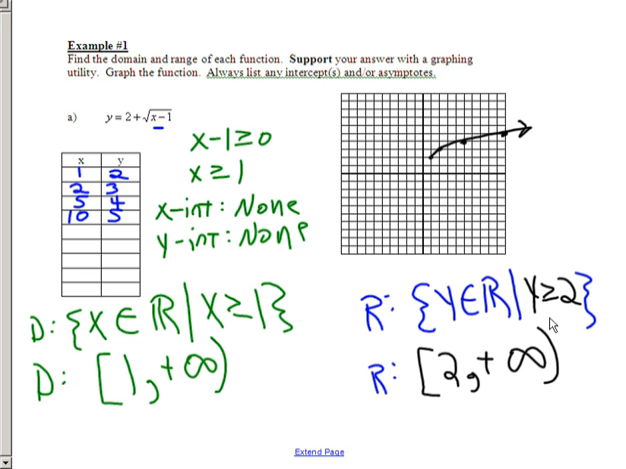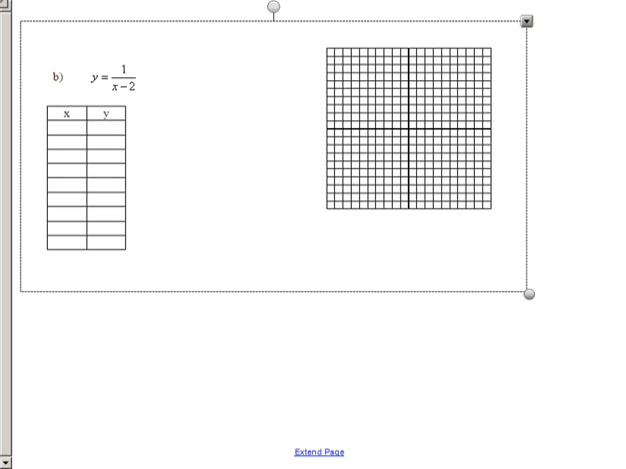Okay? We're going to use the same directions. We're going to move on now to look at a bunch of different graphs here that we should be able to graph. And that's essentially what we're going to be doing on a lot of these problems. Okay, so here we go. Let's take a look at a rational function then.